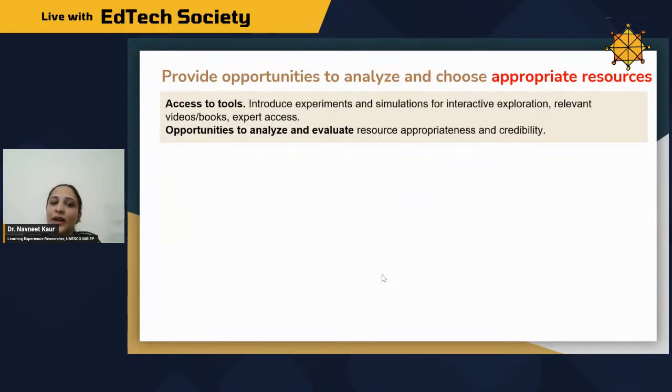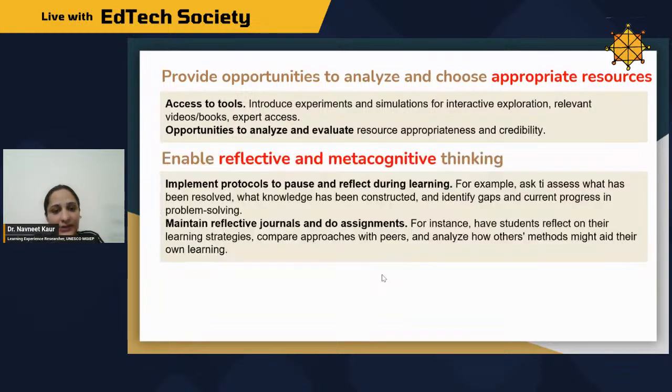Next, we should also provide learners opportunities to analyze and choose appropriate resources. We need to provide them access to tools, maybe experimentation, some simulations when they're exploring, relevant videos and books, maybe some experts who can tell them about the problem that they are solving. And also, we need to give them opportunities to analyze and evaluate the appropriateness and credibility of these resources. We can have activities where they can learn to evaluate whether the resource they are visiting is credible or not.